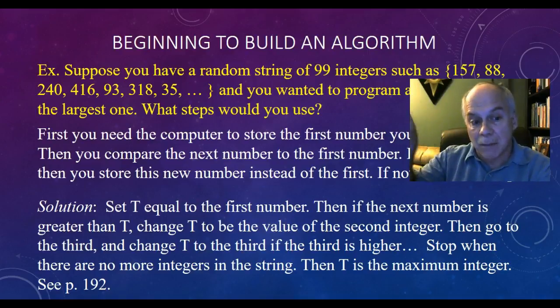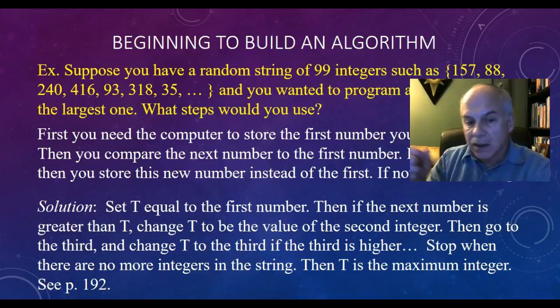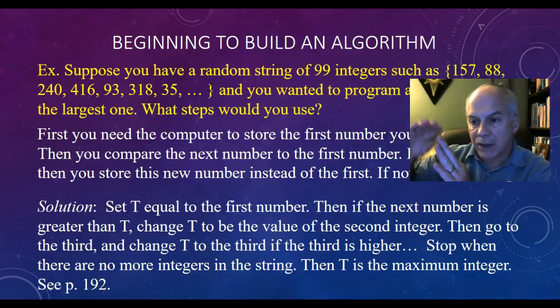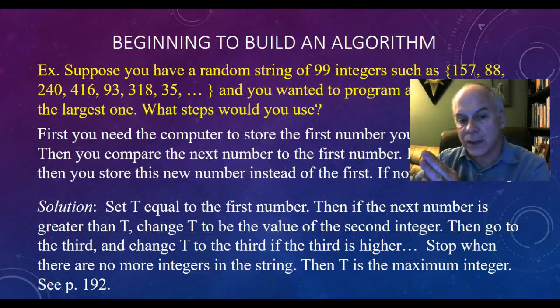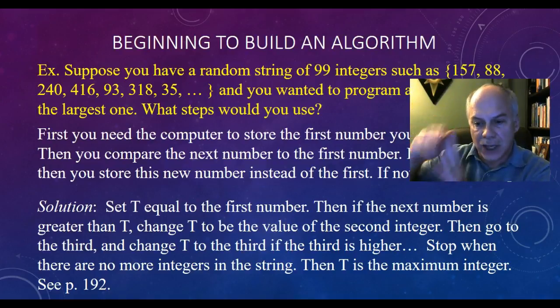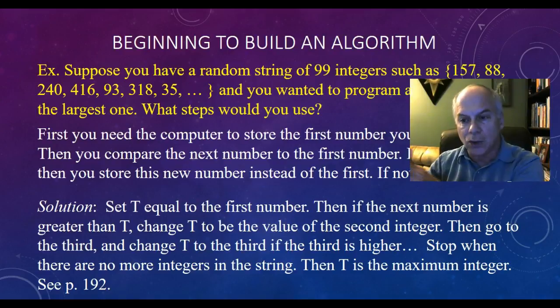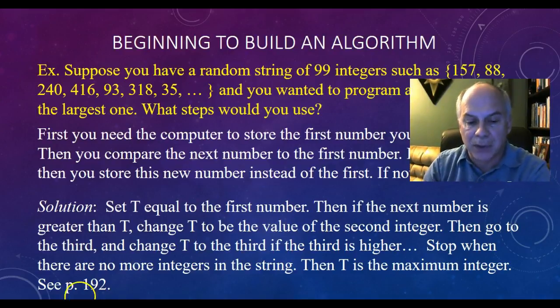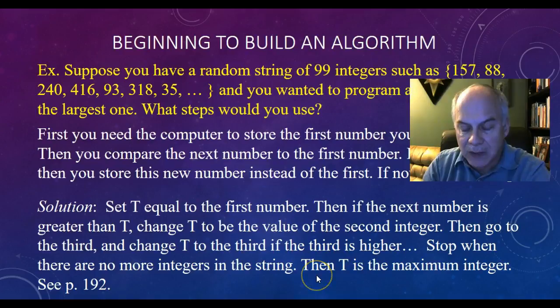Then if the next number is greater than t, we'll change t to be the value of that second integer. Then we'll go on to the third and compare the third. Is the third greater than t? If it is, then we'll change t to be the third one, and on and on. Whenever it finds one that's greater than t, it'll change t to be that new greater number. So it'll stop when there's no more integers in the string. So then at the end, t will be the maximum integer.